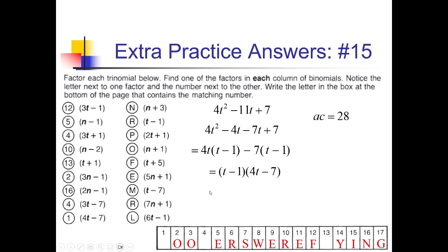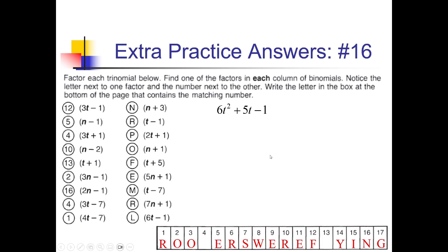So let me think here. 4t minus 7, right down here, number 1. We're going to be filling in box 1. And what letter goes in there? T minus 1 gives us an R, so put an R in there. And I've got the first letter of this whole thing, rouge something. And I think this last thing is going to be flying, or maybe it's frying. I don't really know. Let's keep going.